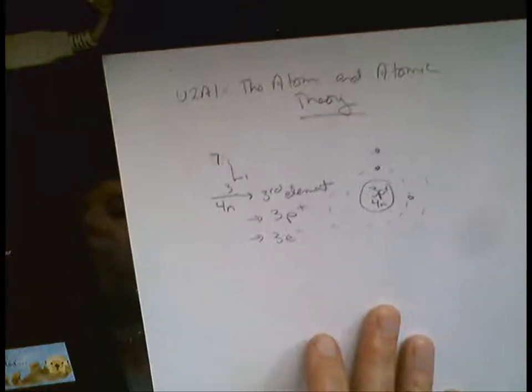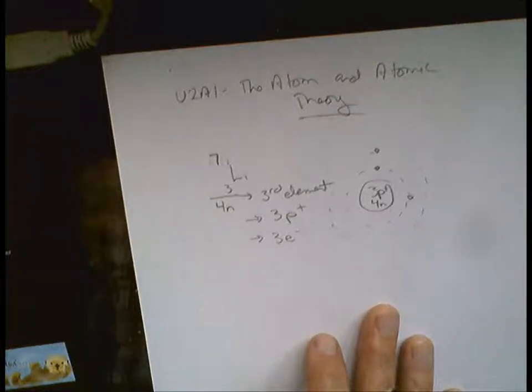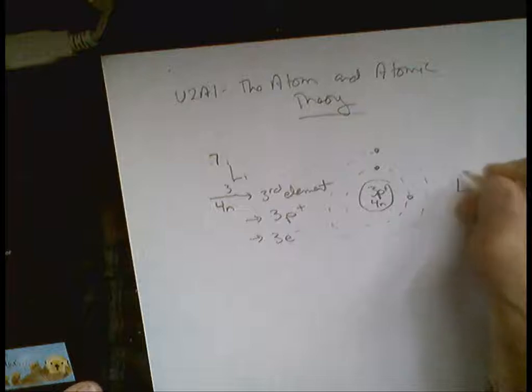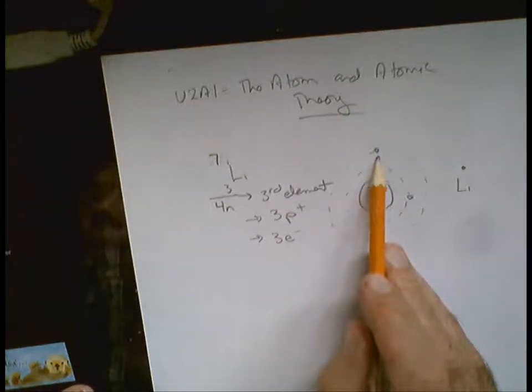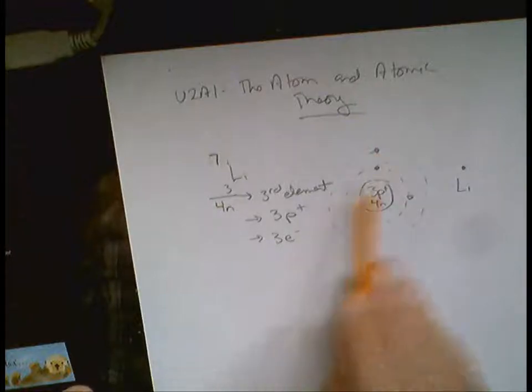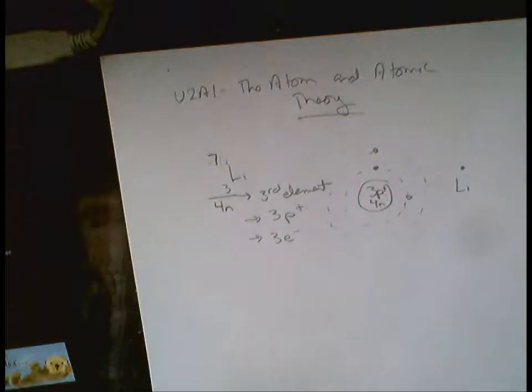Now, if I was to do something called a Lewis dot diagram, which is the more useful diagram in chemistry, I would just write down Li and I would give it 1 dot. That 1 dot represents the outer electrons in the shell. Those are the only things that are important in chemistry.